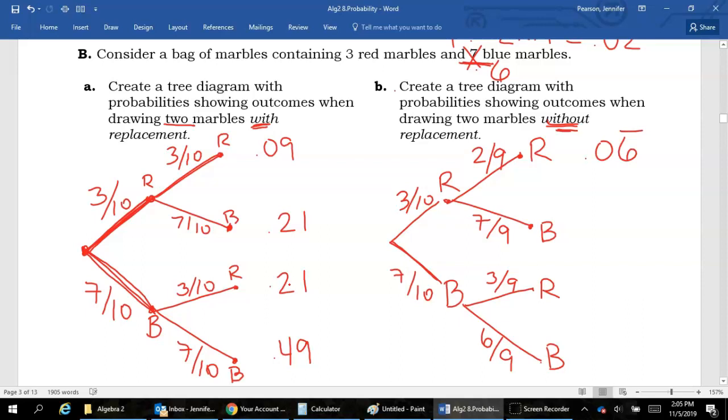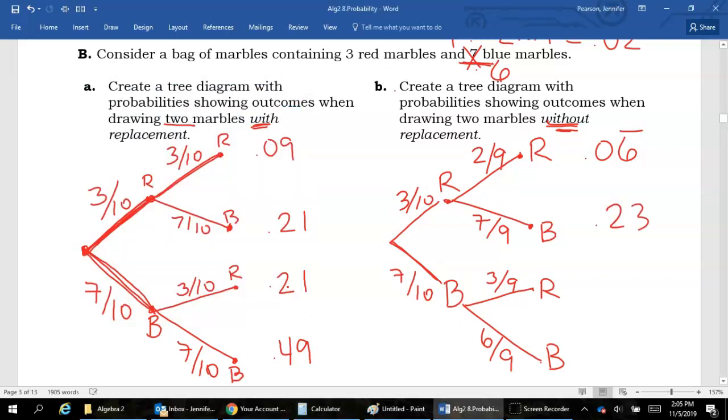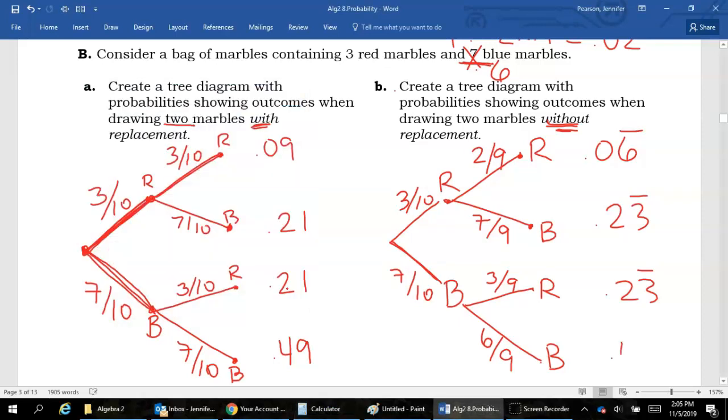So if I do 3/10 times 7/9, that would be 21/90. And that would be 0.23 repeating. So basically 23%. This is going to be the same outcome because 3 times 7 on the top would be 21, 90 on the bottom, 21/90. And then my bottom one, I would do 7 times 6 is 42 out of 90, and that would be 0.46 with the 6 repeating, so about 47%.